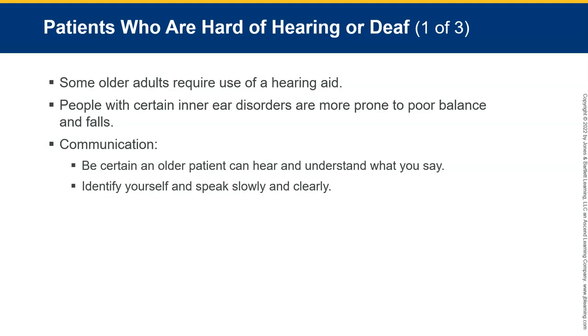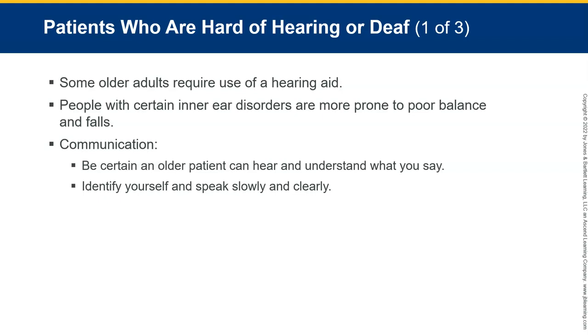Hearing loss is an invisible disability. You may not even know that they have hearing loss, and there are no signs of it that you are able to see. Often hearing loss is more pronounced in the higher frequencies than in the lower frequencies. So a person may be able to hear low-pitched voices, but not higher-pitched voices. And obviously some older adults require the use of a hearing aid. People with certain inner ear disorders are more prone to poor balance and falls than the general population because the inner ear has to work with your equilibrium. So if they have lots of problems in there, it can certainly give them equilibrium problems.